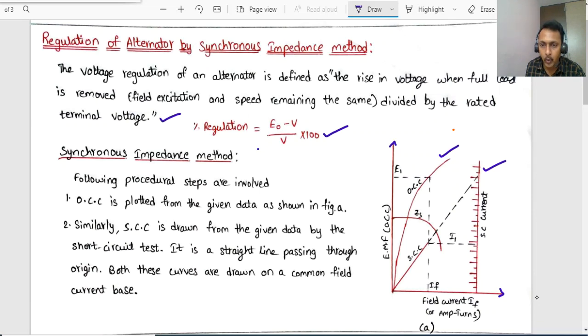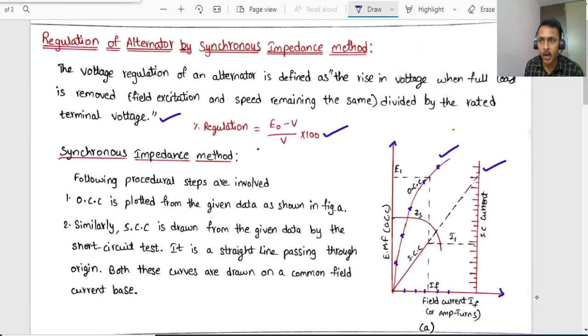Slowly you increase the excitation, that is the field current IF. At different values of IF we get different values of induced voltages, and we plot the graph for these values in steps, and we join all these points and get this shape, the OCC.